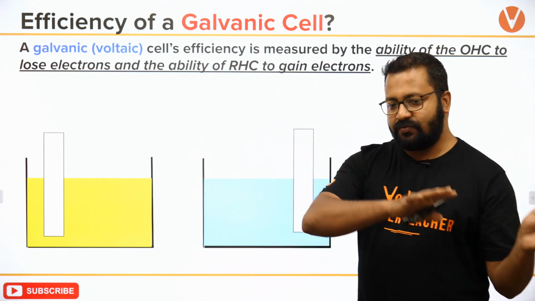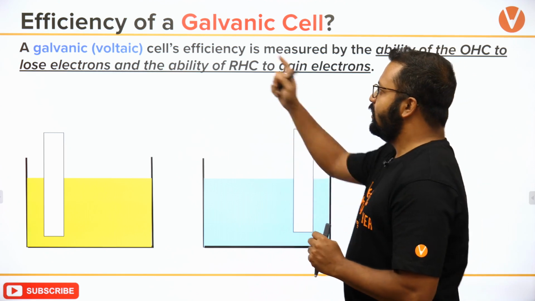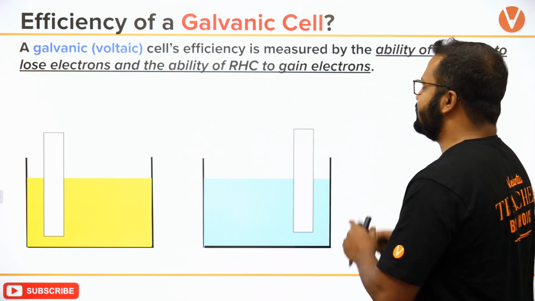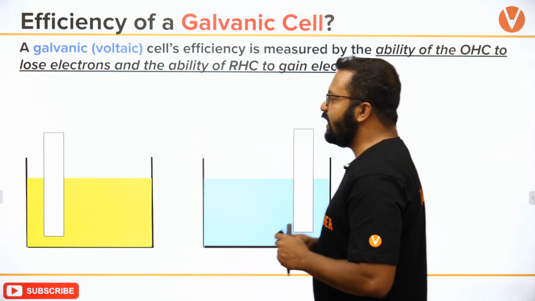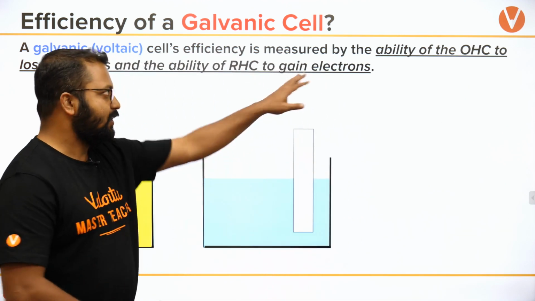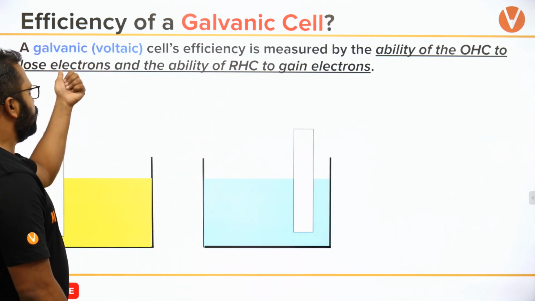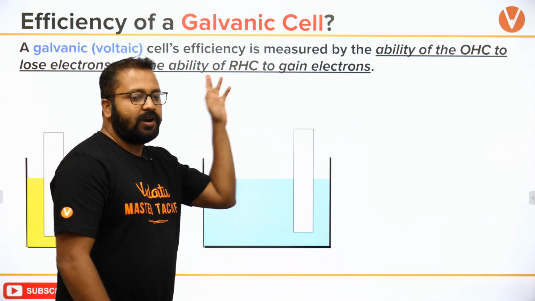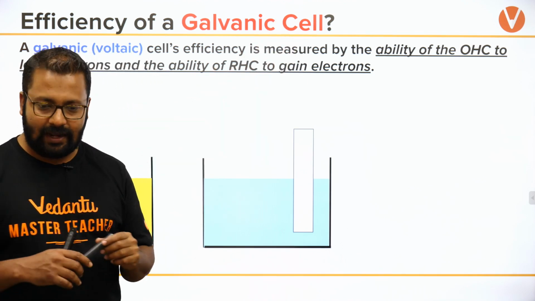Amandeep will get to Gibbs free energy a little later. Okay, so a galvanic cell or cell's efficiency is measured by the ability of oxidation half cell (OHC) to lose electron, ability of reduction half cell to gain electron.